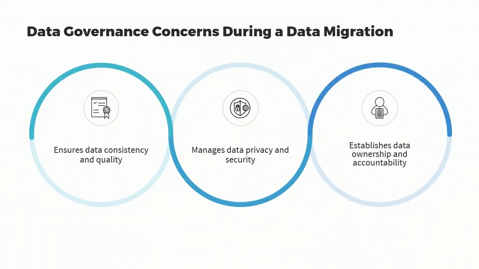And it'll establish data ownership and accountability. The whole point of data governance is establishing clear data ownership and accountability so that the responsibilities for data quality, integrity, and management are defined and assigned. Now, in data migration, data governance teams will collaborate with data owners and stakeholders to validate and verify the data, so that it's accurate and complete.